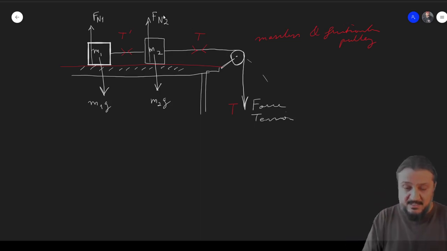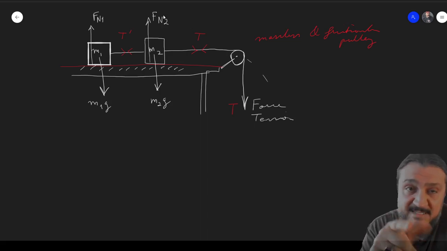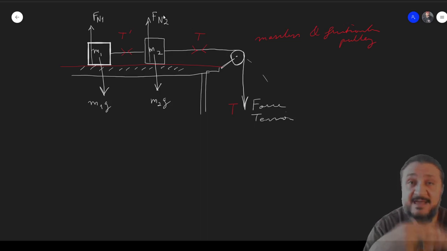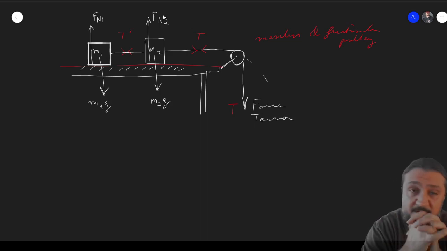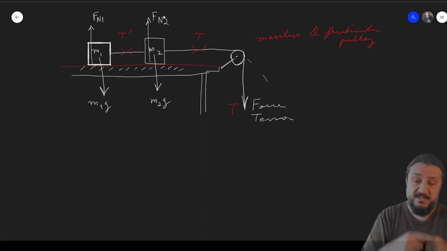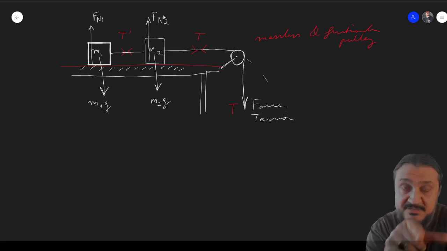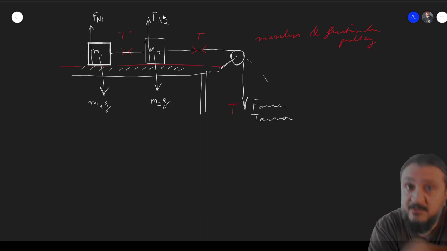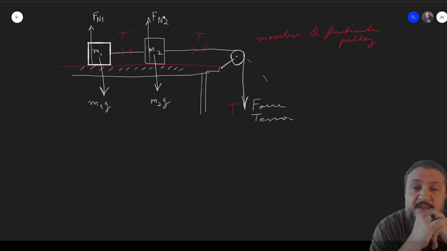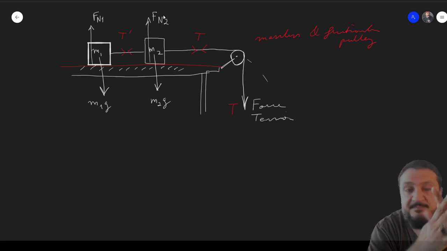So please realize that the normal forces and the weights do not form the interaction pairs here. When I say action and reaction in Newton's third law, I'm talking about forces which are opposite in direction and equal in magnitude, but also act on different objects. These arrows are attached to the same object, whether M1 or M2. Okay? So keep that in mind.